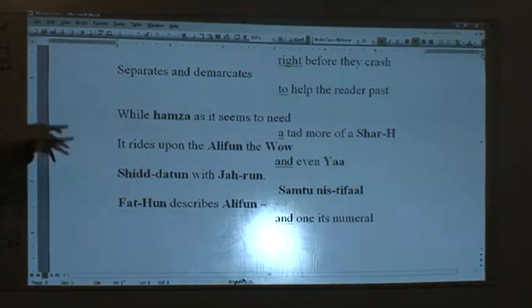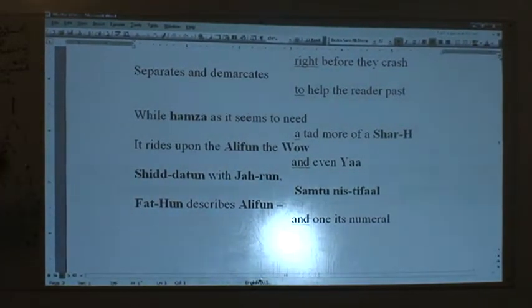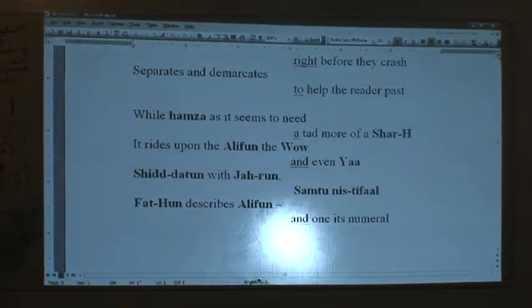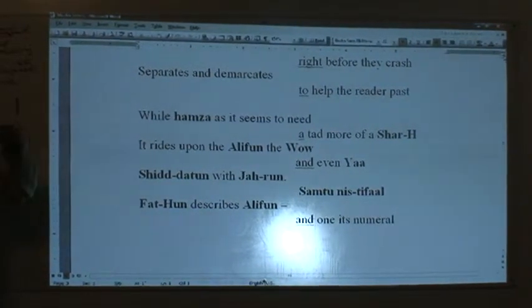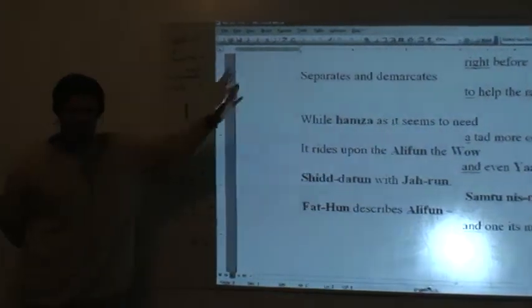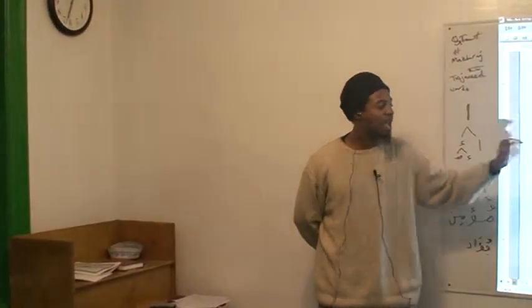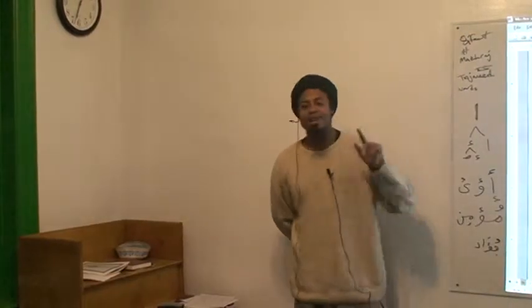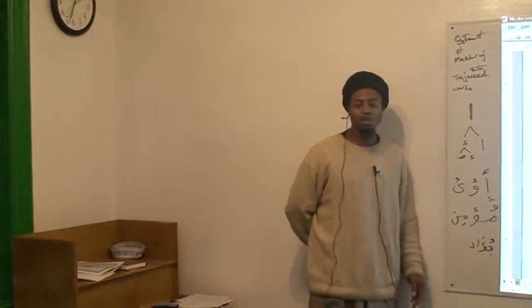Here, it goes through the same sifat that it mentioned earlier. Shiddatun with jahrun, strong and loud. Samtun istifal, restraint and being low. Fathun, opening, describes. Instead of saying sifat, he wrote describes, almost mimicking verbatim that first line where it describes the sifat, and one, it's numeral. Every letter has a numeric value. Let's go to the next line. Let's go to the next word.